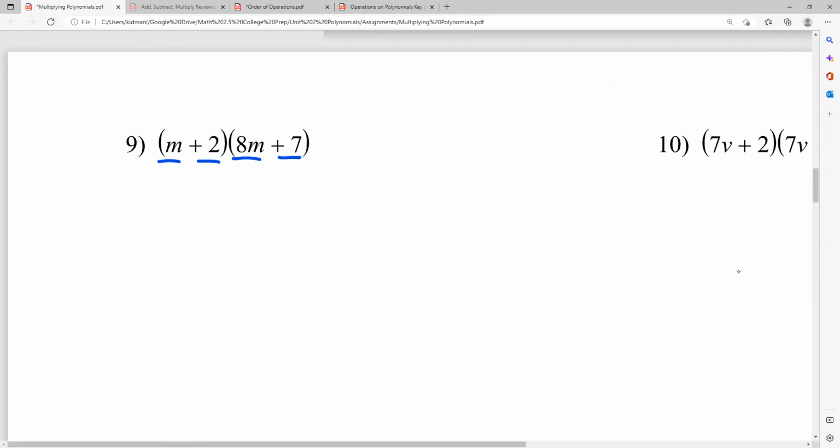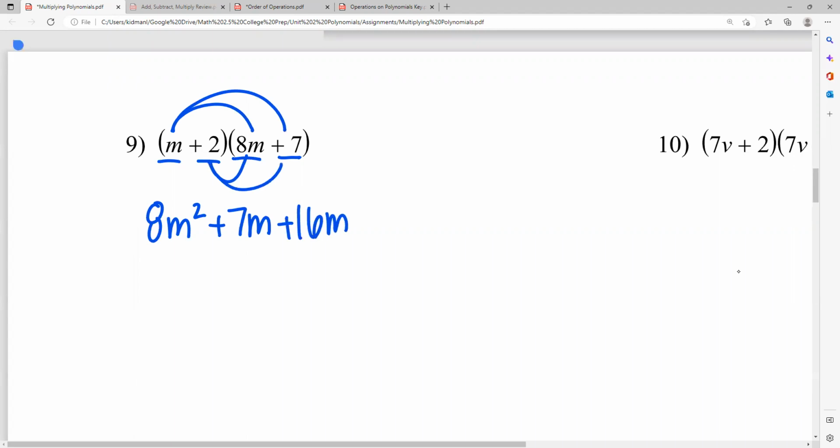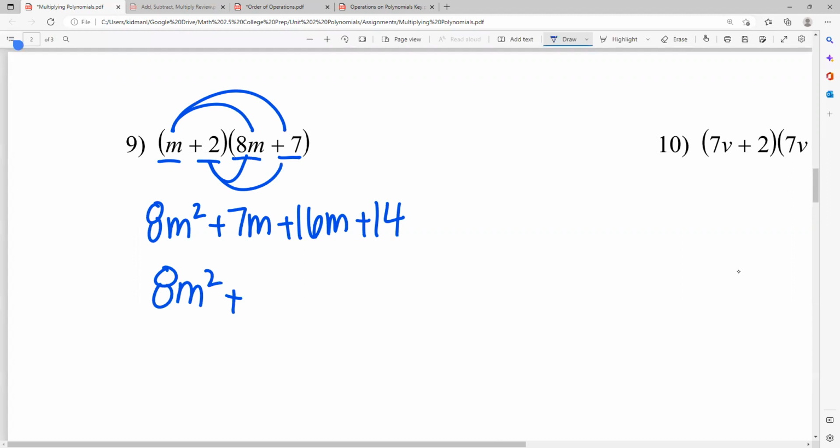Option number 1 is something that people call foiling. Really, FOIL stands for first, outside, inside, last. Now, that's kind of a dated term, but really what it's saying is I'm going to take the first number and multiply it times all of the second ones. So m times 8m gives me 8m squared. M times 7 gives me a 7m. 2 times 8m gives me a 16m, and 2 times 7 gives me 14. Then I just get to combine those pieces together. So I've got 8m squared plus 7 plus 16 is 23m plus 14. Now you can see how we end up with that answer.